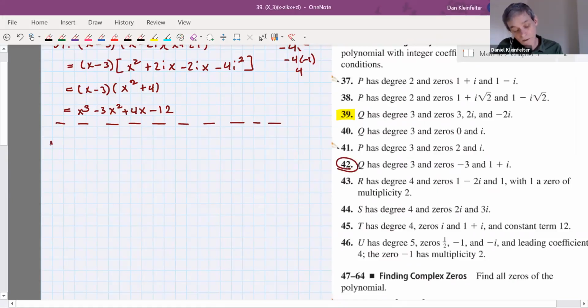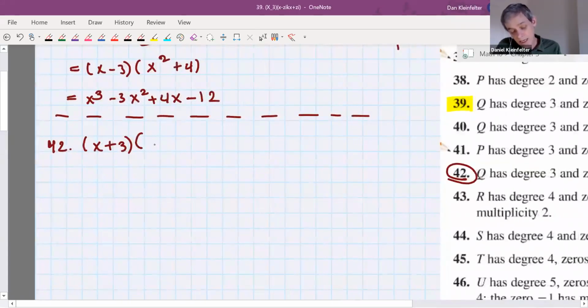Okay, 42 looks good. 42, it says Q has degree 3. So it's another degree 3 one, and it has zeros of -3 and 1 plus i. So again, if -3 is a zero, x plus 3 will be a factor. And then since 1 plus i is a zero, we'll have x minus (1 plus i) as a factor.